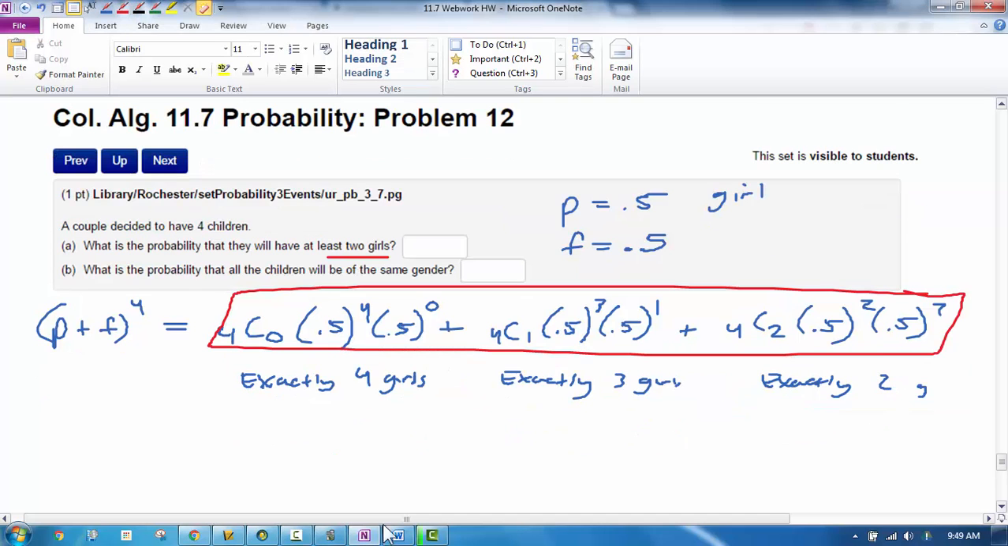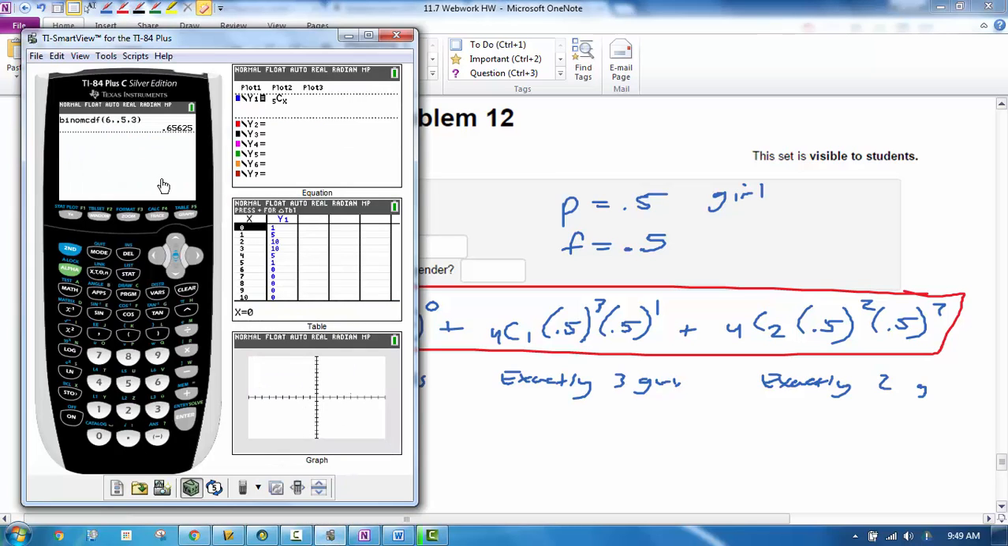Okay, so in the calculator what you do is you do this thing called binom CDF. So what you do is you go to second distribution and you scroll all the way down to the bottom because this thing down at the bottom is the binomial cumulative distribution function.